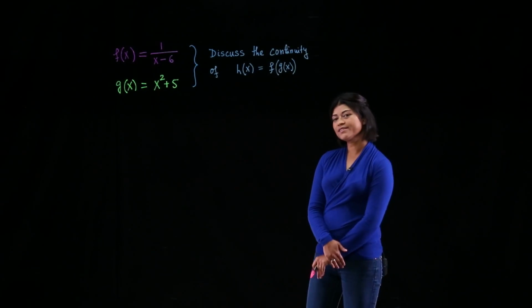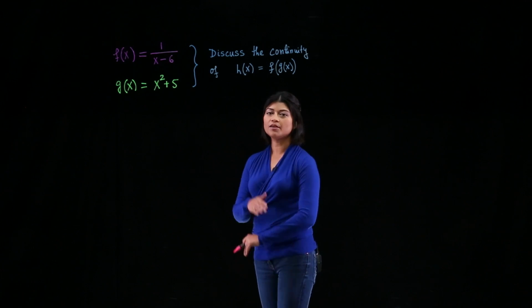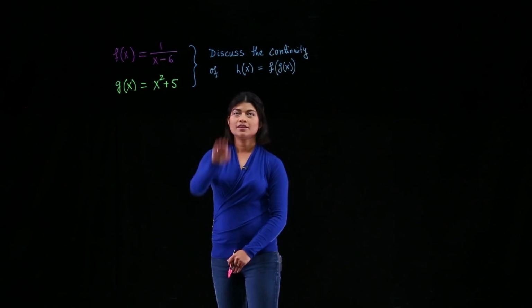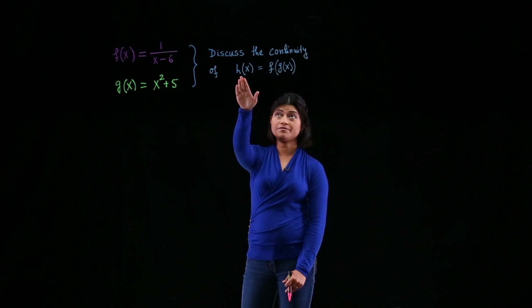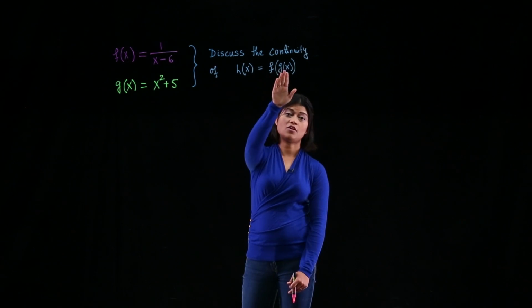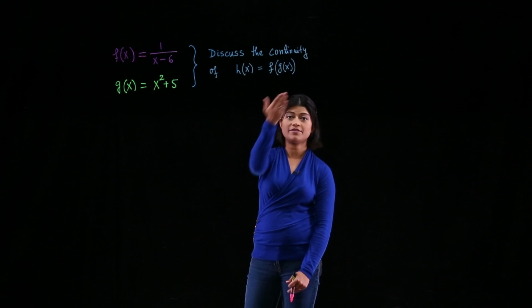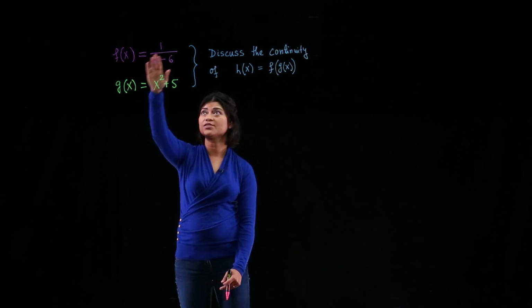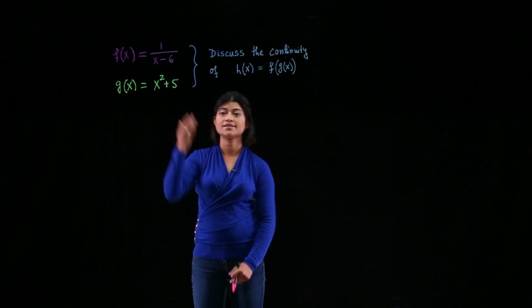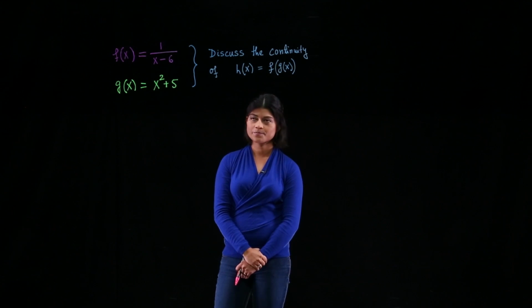Today, we are going to discuss the continuity of a composite function. The composite function is h of x defined by f of g of x. So it's a composite function, the composition of f and g, where f is 1 over x minus 6 and g is x squared plus 5.